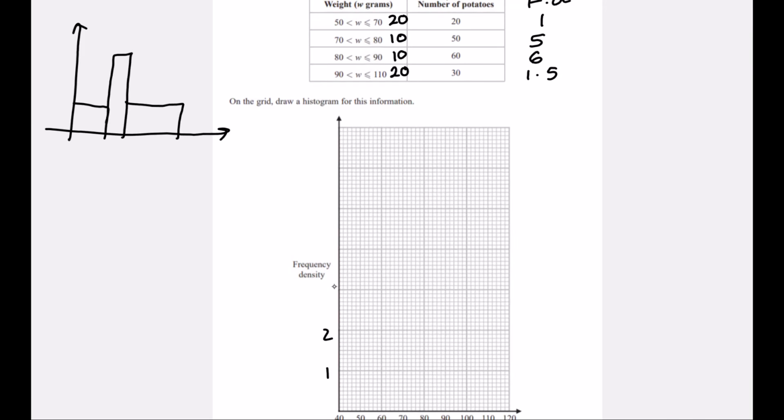We're going to have 1, 2, 3, 4, 5, 6 up the side. So our first bar goes from 50 to 70, and it's going to have a height of 1. So from 50 to 70 with a height of 1. Our next bar, 70 to 80 with a height of 5.